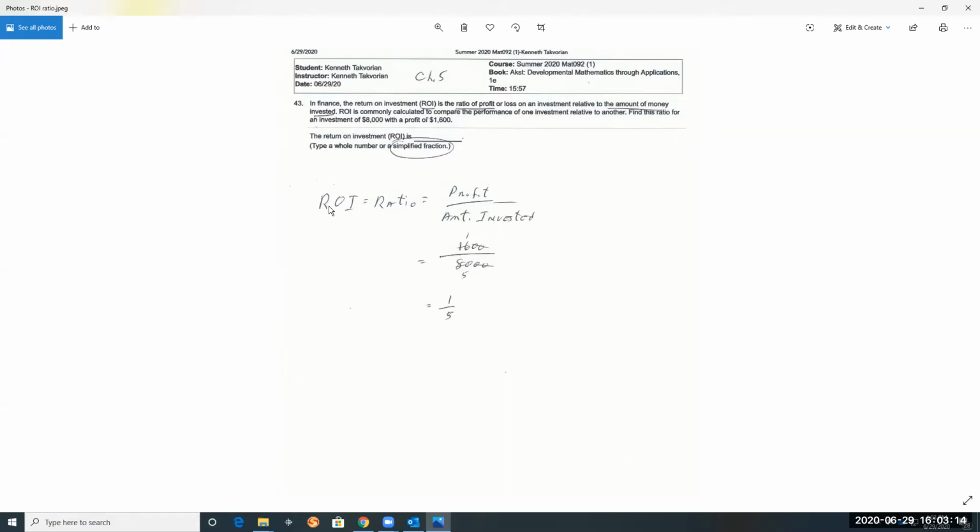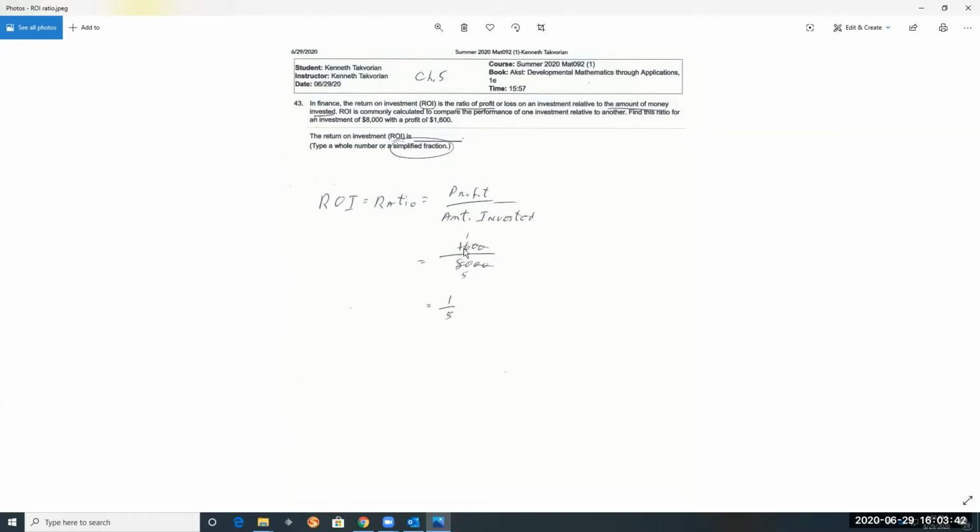So ROI is a ratio. A ratio is a fraction. The fraction is defined to be profit over the amount invested. The profit is $1,600. The amount invested is $8,000. We want to write this as a simplified fraction, not a decimal.